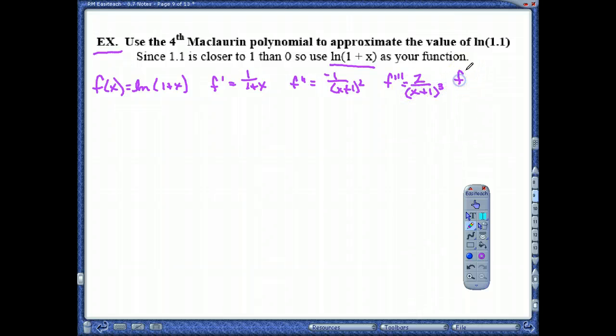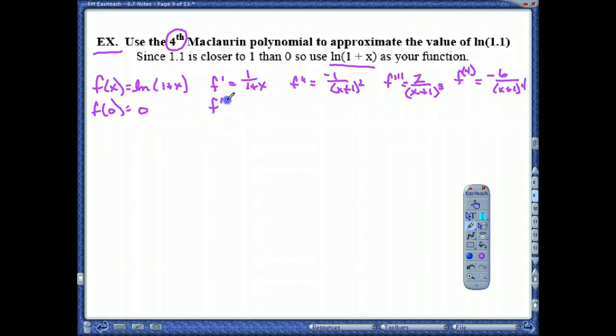And then our fourth derivative, which is as far as we need to go. Make sure you put that 4 in parentheses so nobody thinks it's f to the fourth power. That's going to give me negative 6 over x plus 1 to the fourth power. Whatever degree you're asked to find, you need to find that many derivatives. And then we need that value at 0 because this is a Maclaurin polynomial. So if I put 0 in there, I get 0.